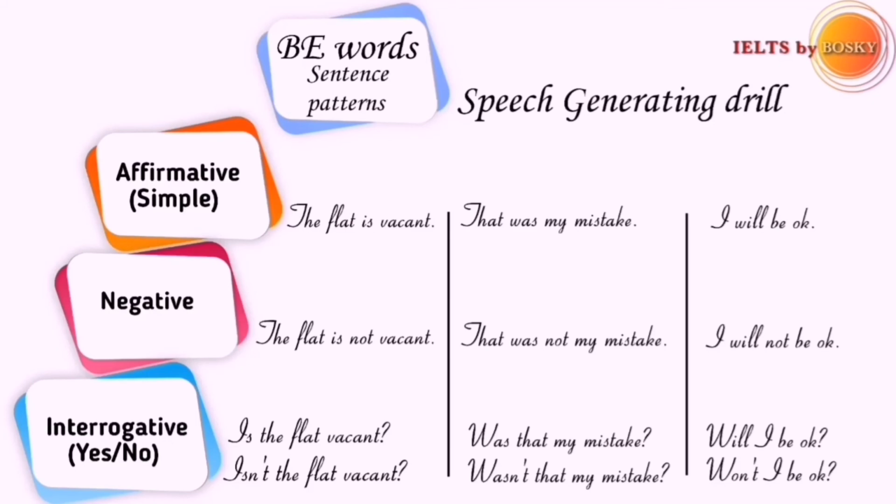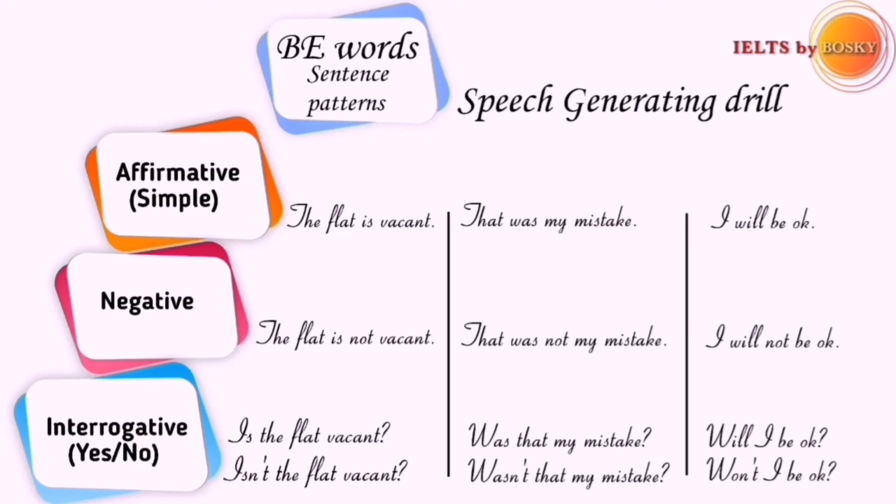So now when you have learnt sentence patterns with be verbs, it's time to practice speaking by going through this speech generating drill. This is going to help you improve your fluency. Affirmative sentence, the flat is vacant. Negative, the flat is not vacant. Yes, no. Is the flat vacant? Isn't the flat vacant?